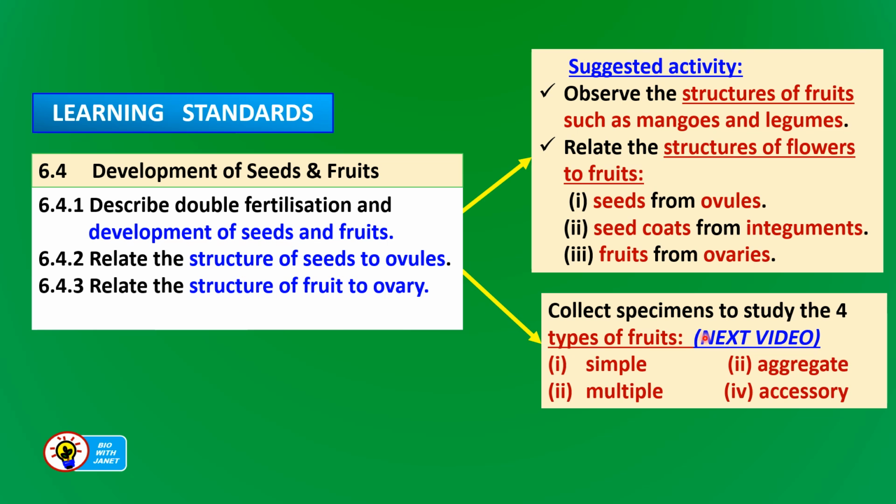In the next video, we'll collect specimens to study 4 different types of fruits: the simple fruit, the aggregate fruit, the multiple fruit, and accessory fruit. This will be covered in the next video. So please continue to view the coming videos, which will be posted very soon after this video.